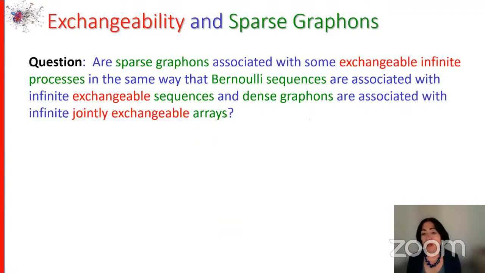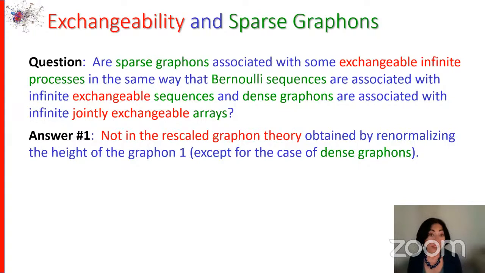So now we've done arrays, we've done graphs and dense graphons, or sparse graphons associated with some exchangeable infinite process. Remember, what happened was that Bernoulli sequences were associated with some parameter if they were jointly exchangeable, and dense graphons are associated with a jointly exchangeable array. So we went from a sequence to an array. Can we go to a process now? And the answer is no in the rescaled graphon theory, which is obtained by renormalizing the height of the graphon to 1.